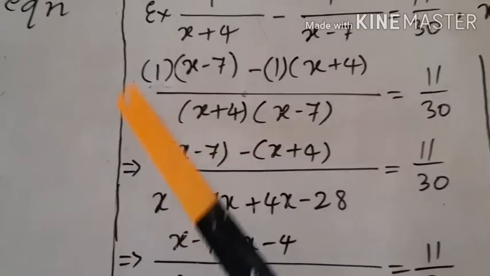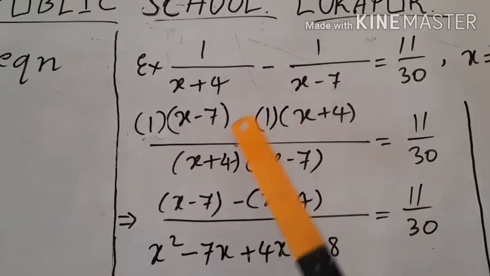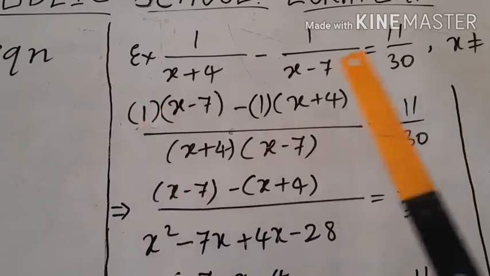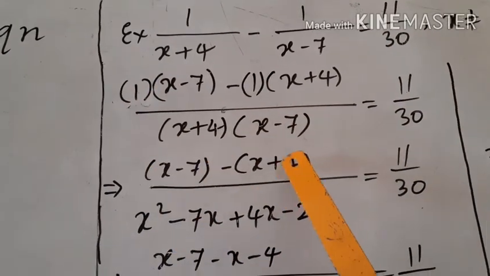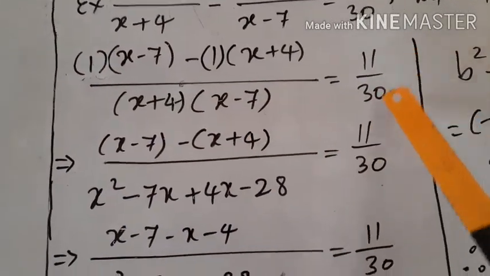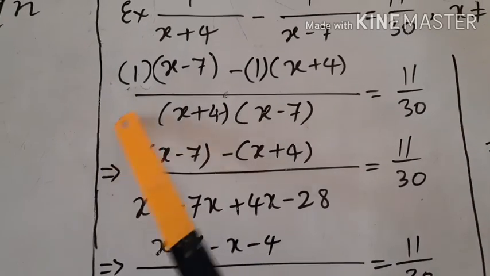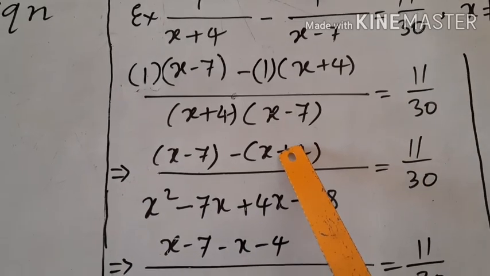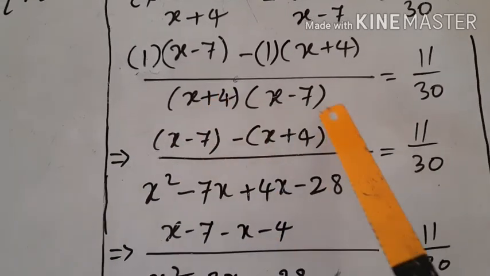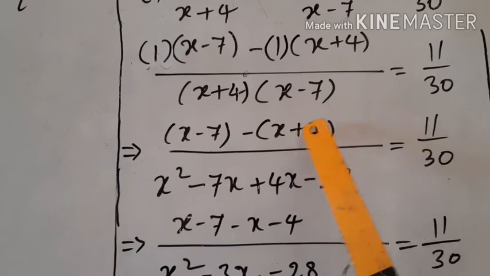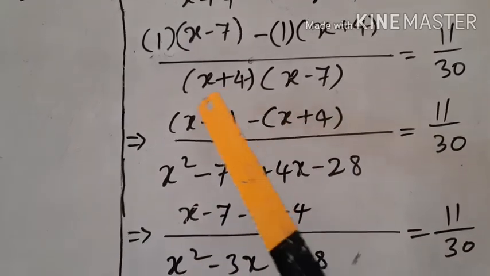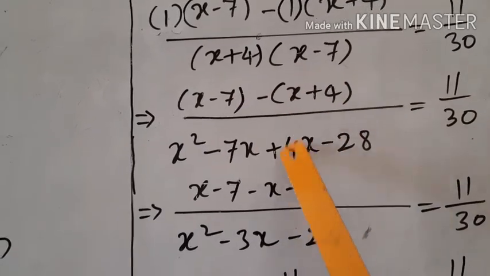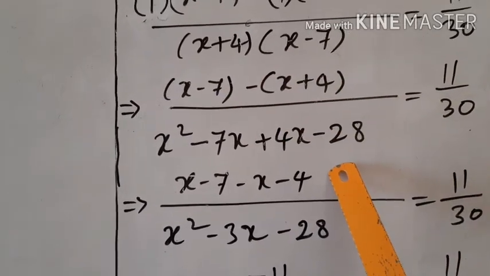Now 1 into x minus 7 minus 1 into x plus 4 upon x plus 4 into x minus 7 is equal to 11 by 30. See here, children, 1 into x minus 7 is x minus 7. Then 1 into x plus 4 is x plus 4. And then x plus 4 into x minus 7: x into x is x square, then x into minus 7 is minus 7x, then 4 into x is plus 4x, and 4 into minus 7 is minus 28.